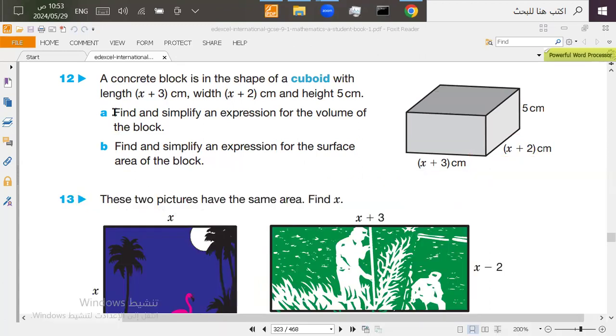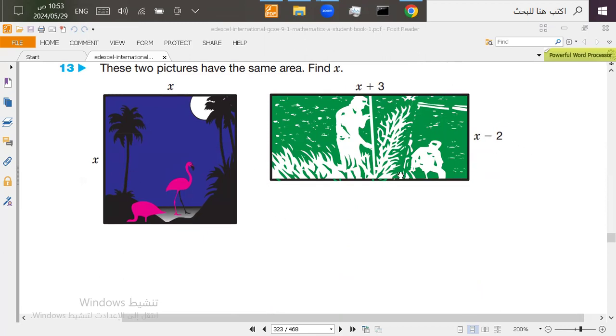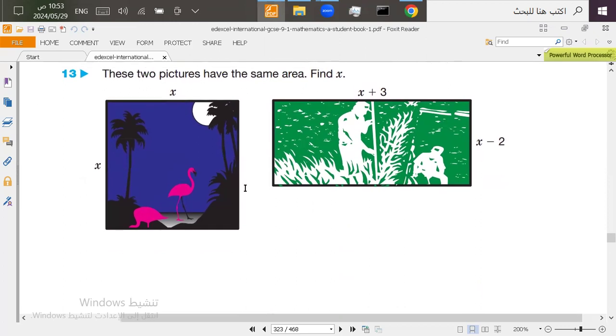Now, the other questions, they have the same idea. They will tell you find this and find that. The same idea. These two pictures have the same area. So you're supposed to say that x squared equals x plus 3 multiplied by x minus 2. So how do you find that? You do it as an expression like this. This one is x squared. So you say x squared because they have the same area. x squared will equal to what? Will equal to these multiplied by each other. So x plus 3 multiplied by x minus 2.